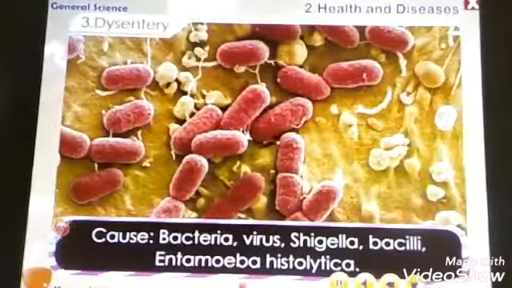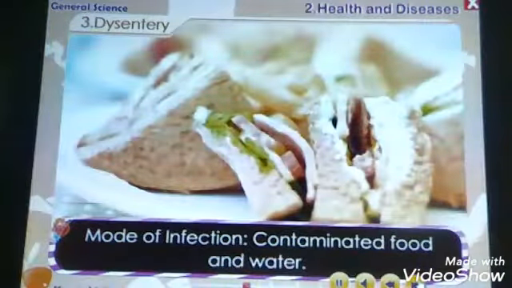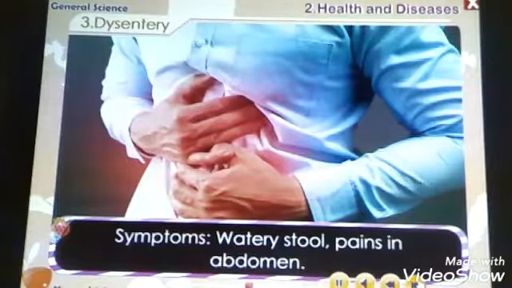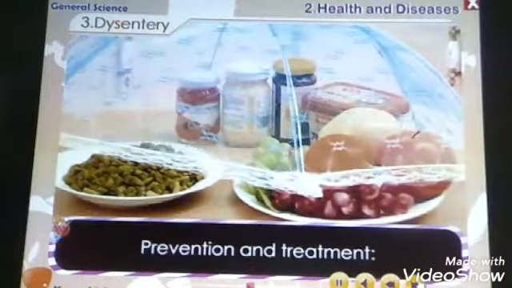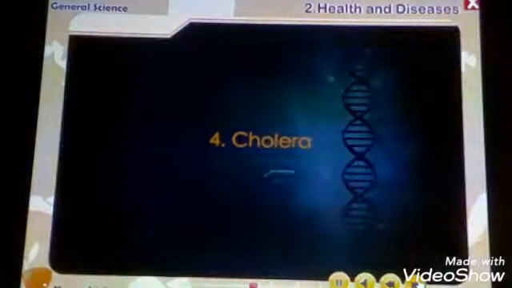Dysentery. Cause: bacteria, virus, Shigella bacilli, Entamoeba histolytica. Mode of infection: contaminated food and water. Symptoms: watery stool, pain in the abdomen. Prevention and treatment: drinking boiled water, proper storage of food, ORS consumption.